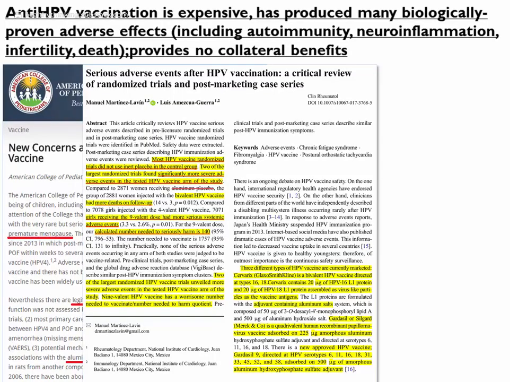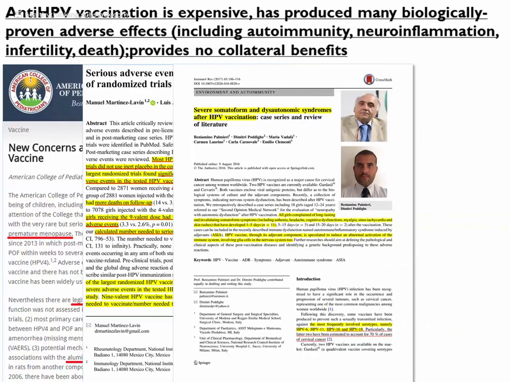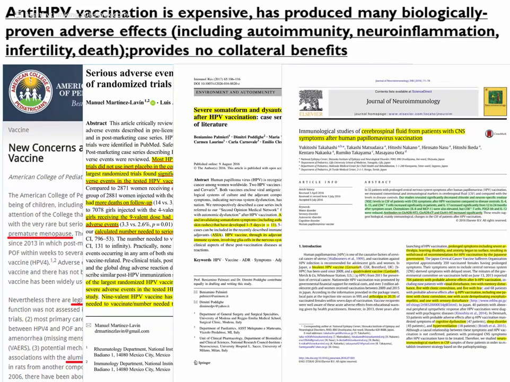In the human clinical literature, we see documentation of serious adverse events after HPV vaccination. This was a critical review of randomized trials and post-marketing case series. Another one from Immunology Research 2017, severe somatoform and dysautonomic syndromes after HPV vaccination. This was a case series and review of the literature. And here also we see immunological studies showing abnormalities in cerebrospinal fluid from patients with CNS symptoms after HPV vaccination.